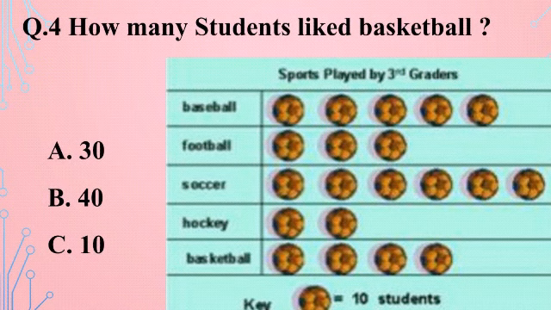Now look at the fourth question. How many students liked basketball? So here also in this chart some sports names are there, and how many students played the sports is also given by drawing, means by pictures. So you know which graph it is. You know the graph name, that is pictograph. So here one football shape equals 10 students. So one football shape equals 10 students. So this is the key.